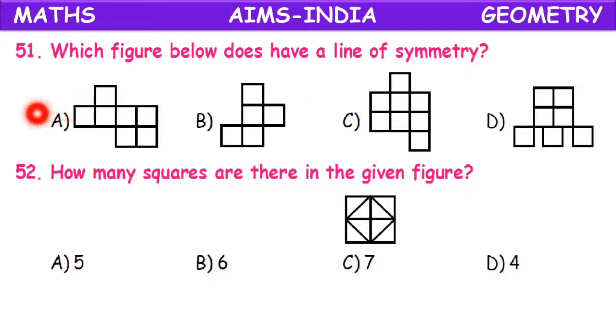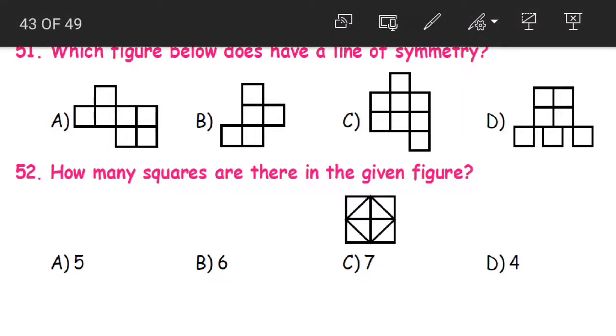Question 51. Which figure below does have a line of symmetry? So we need to find out that figure which has a line of symmetry from the given 4. Now if you look at the 4, if you try to draw a line of symmetry here. See, here we are having the upper one, one square, but here we do not have. Again we are having 2 squares here, but here we do not have. So it does not have a line of symmetry.